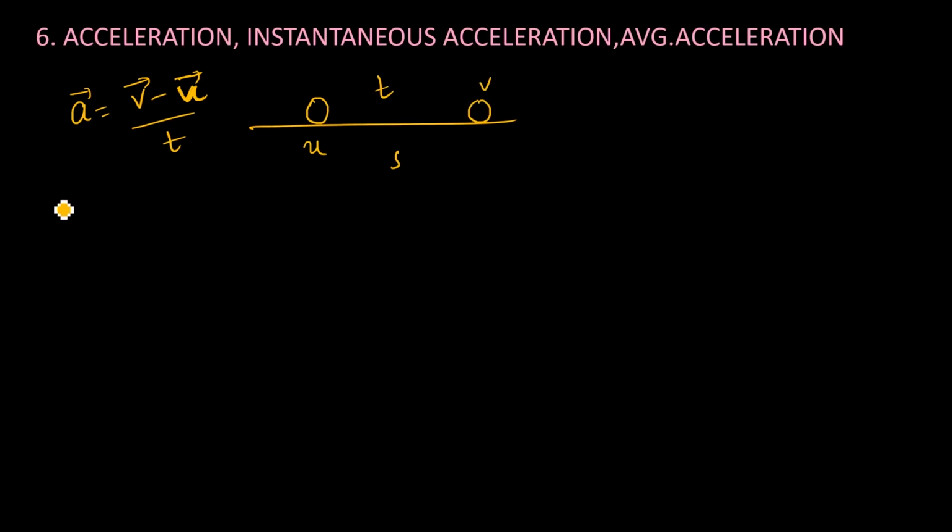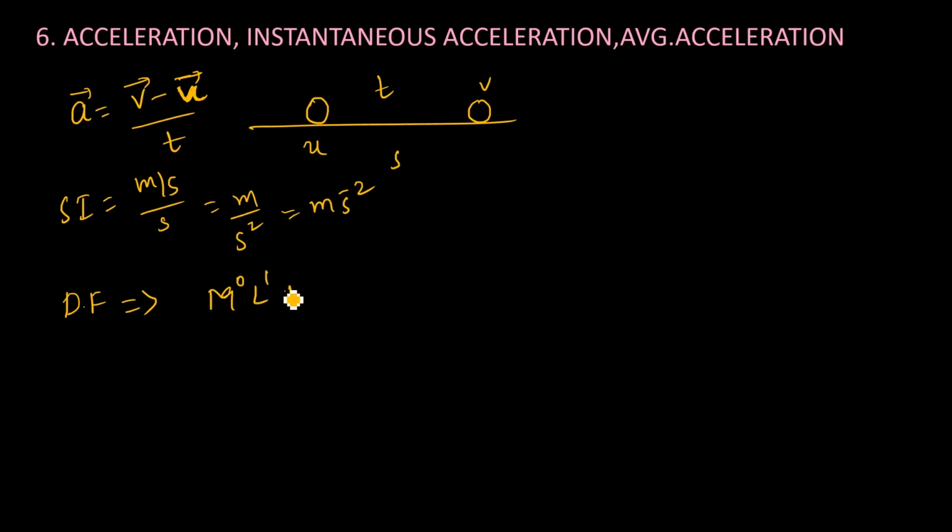So SI unit if you take, already velocity is meter per second, again by second, so we'll get meter per second square. If you write, meter second power minus 2. Whereas dimension formula, that will come M power 0, L power 1, T power minus 2, because time is square, right? So meter is length, M power 0 as mass is not there. So I'm considering M power 0, L power 1, T power minus 2. That's great.